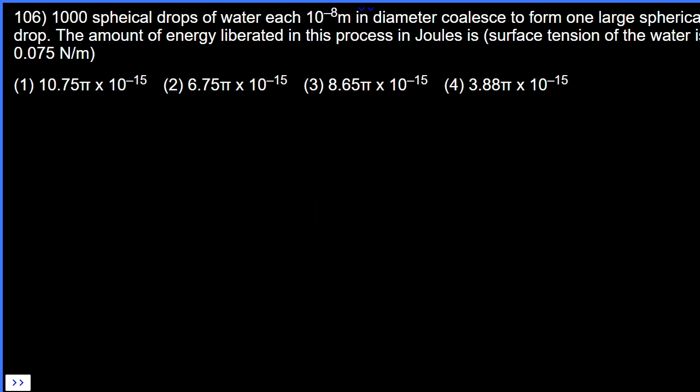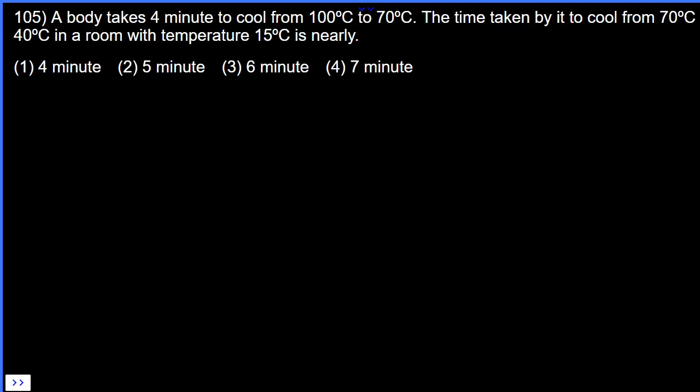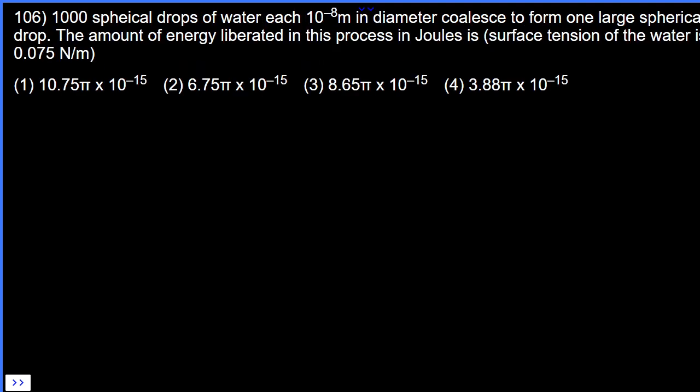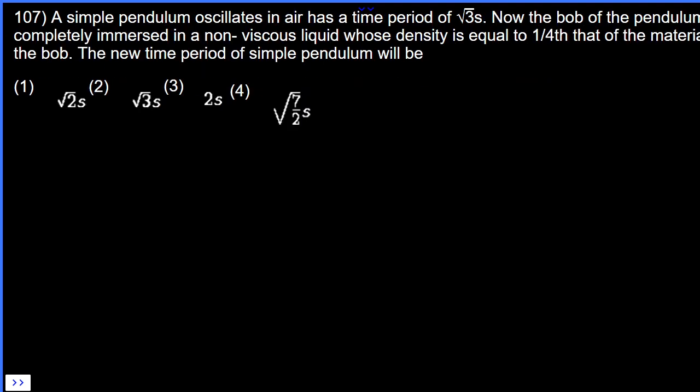Problem number 106 is completed. 107. A simple pendulum oscillating in air has a time period of root 3 seconds. Now the bob of the pendulum is completely immersed in a non-viscous liquid whose density is equal to 1/4 that of the material of the bob. The new time period is? When the simple pendulum is in air, the time period is 2 pi into root of L by G, which is equal to root 3 seconds.